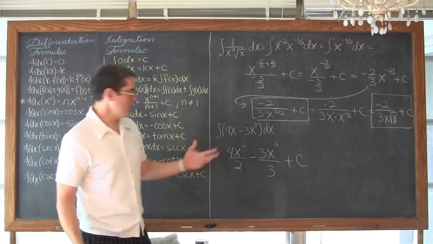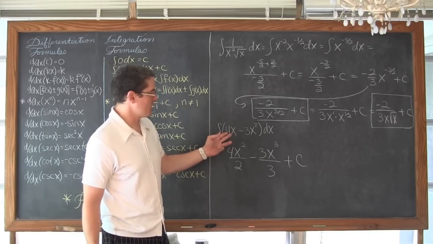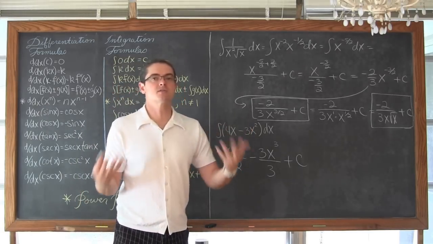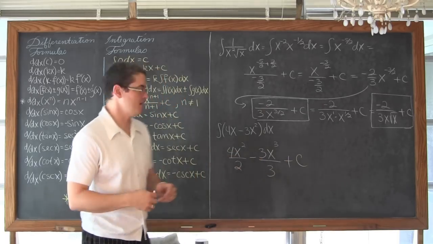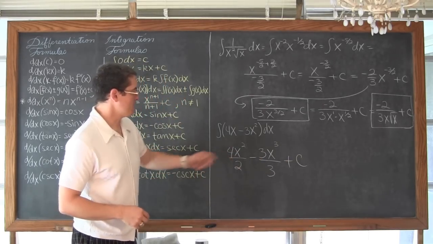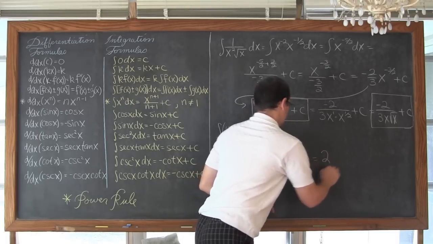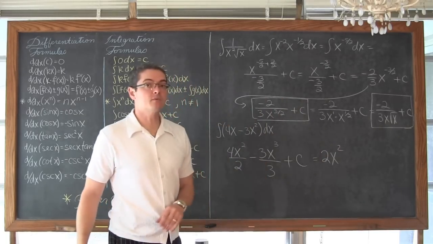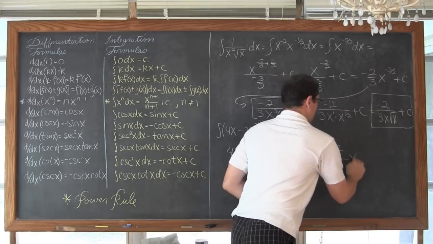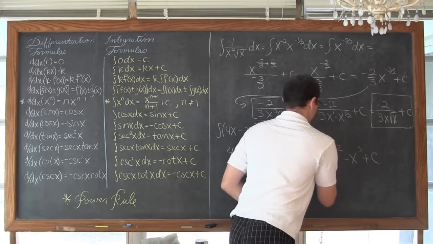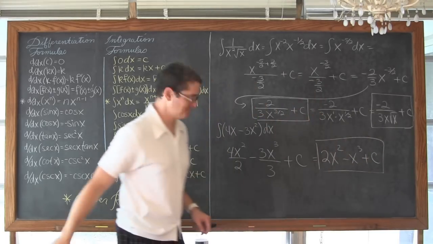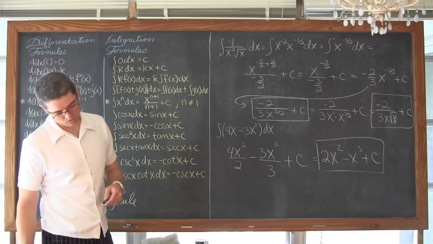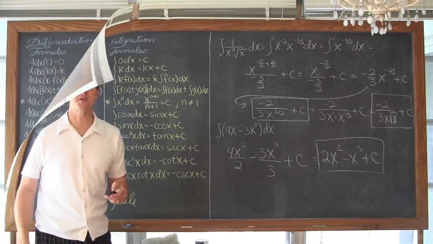For each of the antiderivatives, you'd have a constant, but a constant plus a constant is just another constant, so we can write that plus c at the end just once. 4 divided by 2 is 2x squared. 3 divided by 3 is 1, so we have minus x cubed plus c, and that's the end of that example. I've got 3 more examples, so let's get those started.